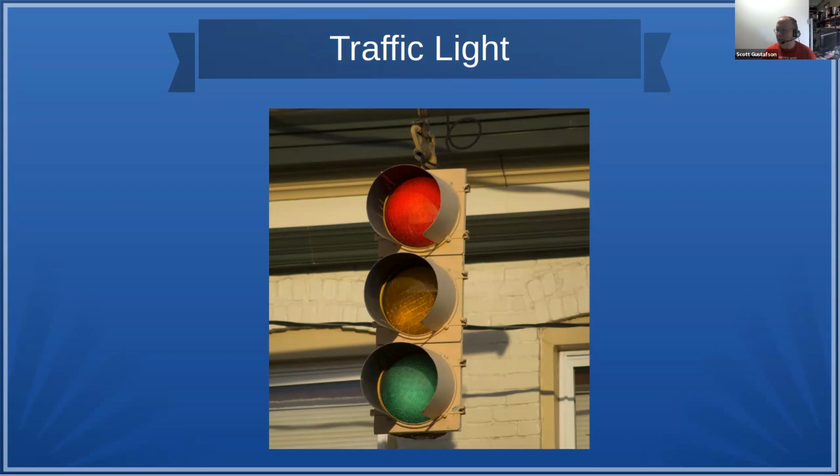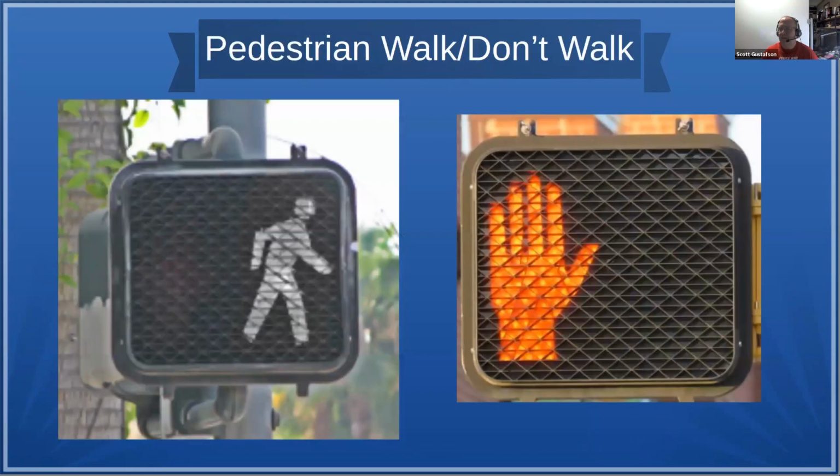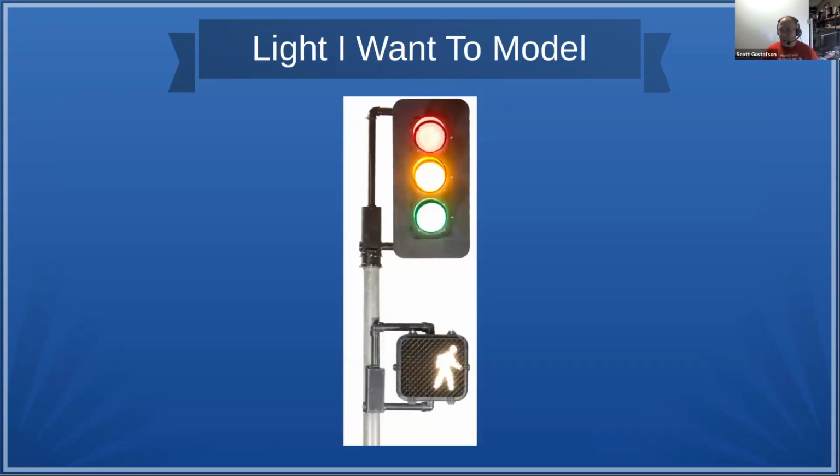Anyway, simple example, 3 states. Walk, don't walk. Again, 3 states. You generally have a walk, then you have some flashing don't walk saying, hey, stop, it's about to be done, and then the solid don't walk. And then when we combine them all, now we have how many states?